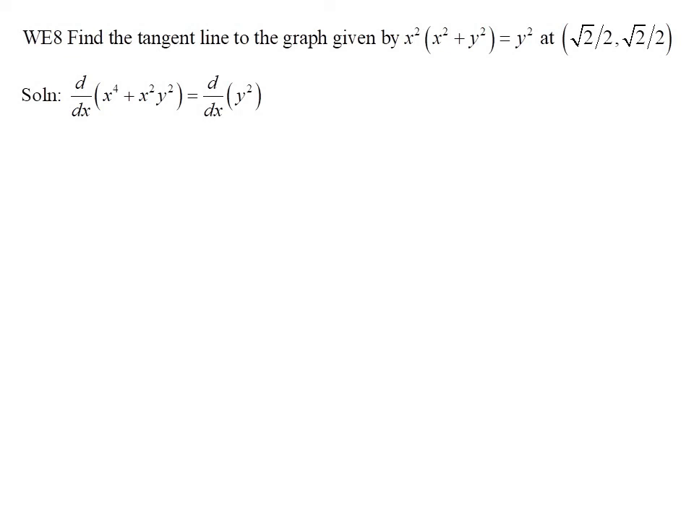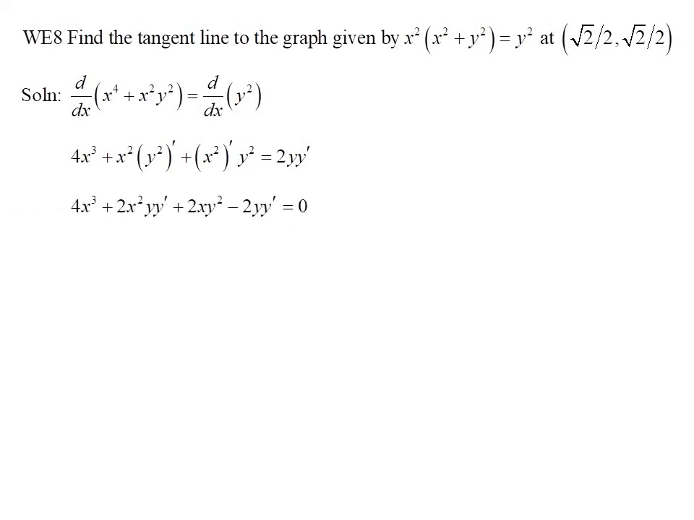Hence, d/dx of (x raised to the 4th plus x squared y squared) equals d/dx of y squared. After differentiation, it becomes 4x cubed plus x squared times the derivative of y squared plus the derivative of x squared times y squared equals 2y times y prime.